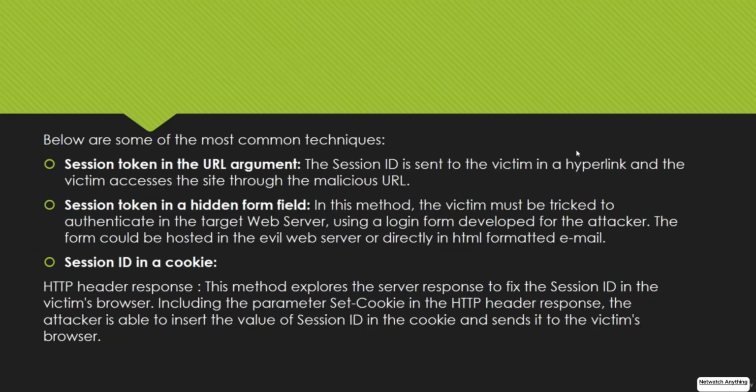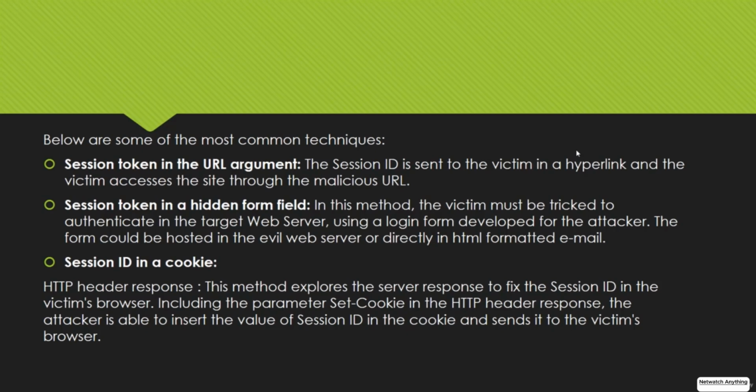So these are some of the most common techniques. Session token in the URL argument: the session ID is sent to the victim in a hyperlink and the victim accesses the site through the malicious URL. Session token in a hidden form field: in this method, what happens? The victim must be tricked to authenticate in the target web server using a login form developed for the attacker. The form could be hosted in the evil web server or directly in an HTML formatted email.